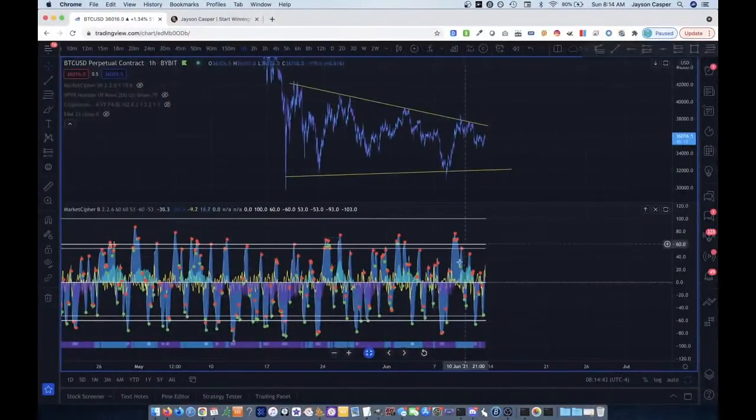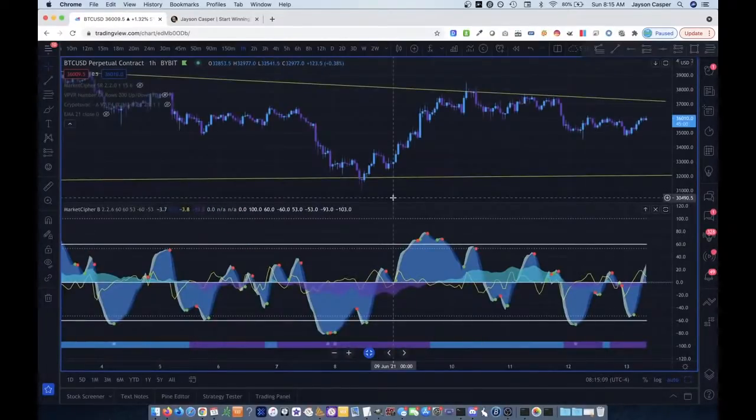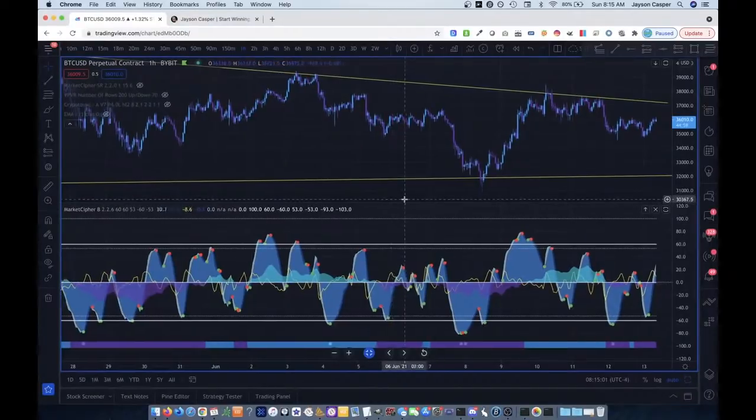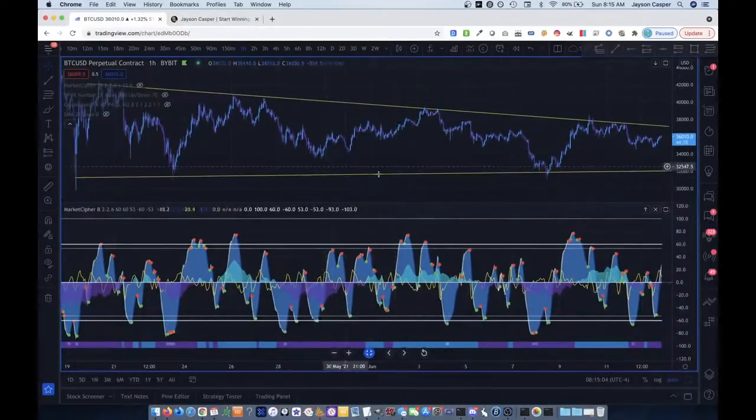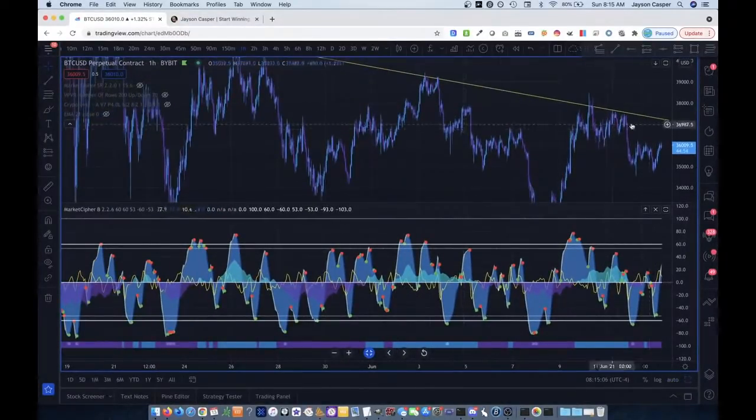So what I want to do now is go back in time and backtest this strategy. Actually, before I backtest the strategy, I have to talk about how we're going to set our exits. How are we going to set our take profit levels?